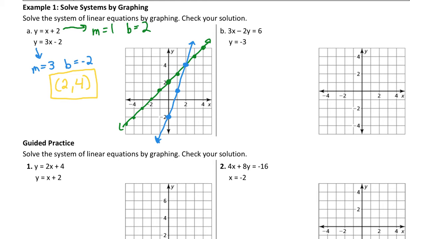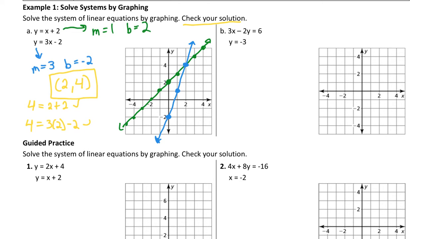To check that solution, you could substitute 2 and 4 back in, 2 for the x value, 4 for the y value. If you do that, the first equation becomes 4 equals 2 plus 2, which is 4. That is true. In the second equation, if I substitute y for 4, it's 4 equals 3 times 2 minus 2, which is 6 minus 2, which is 4. Both of these check out. So that's how we check our solutions for these systems of equations.